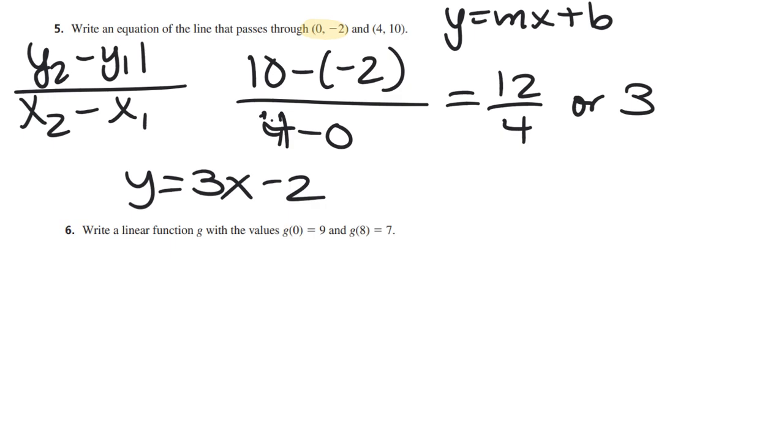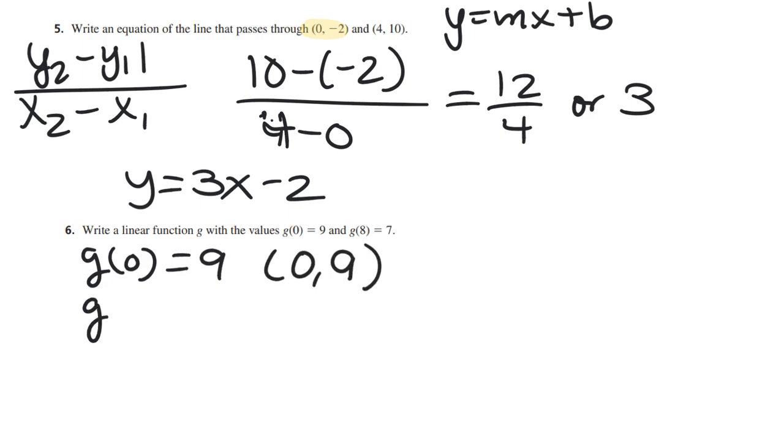Okay, in number 6, we have the function. So what are we going to do? g of x is... g(0) equals what? 9. What points can we have there? 0 and 9. And g(8) equals 7. What points can we have there? 8 and 7.